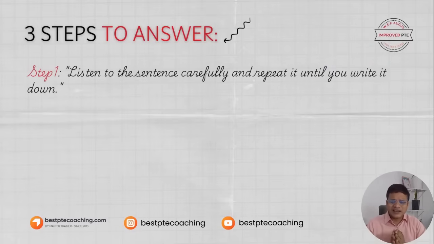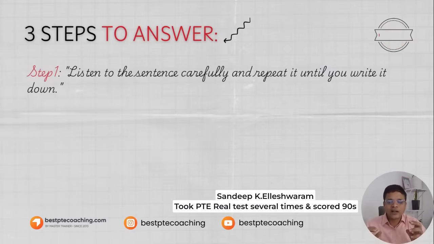Three simple steps to answer. Number one, what is it? Listen to the sentence carefully and repeat it until you write it down. So you have to listen. When you're listening to the sentence, if needed, close your eyes, pay extra attention. And once you catch the sentence, you keep on repeating that sentence until you type it or hand write it on an erasable noteboard.